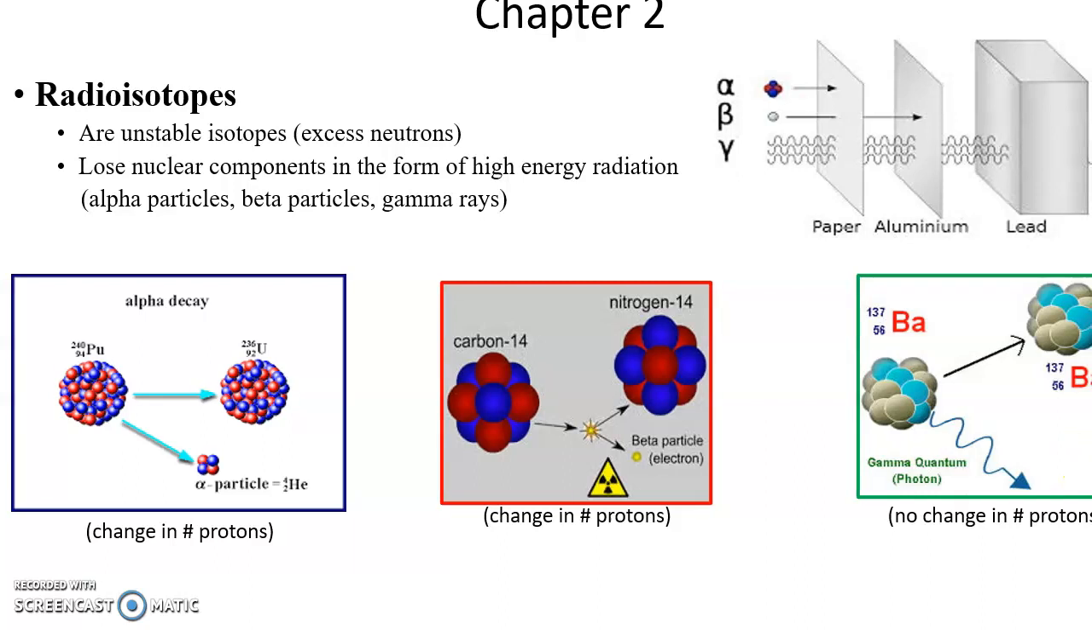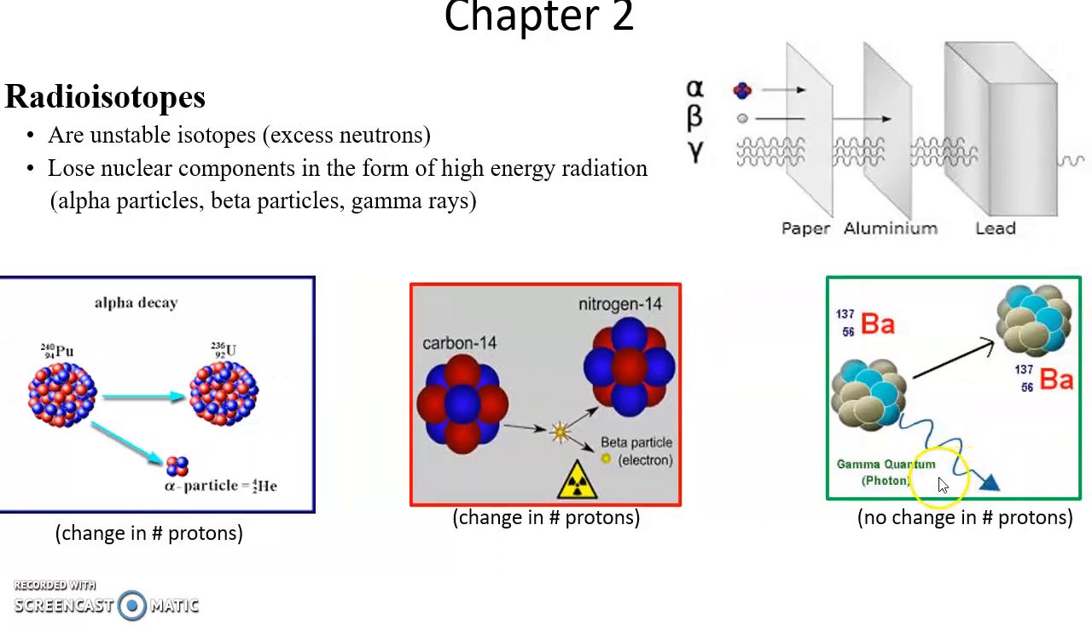And then finally, we have gamma quantum radiation, gamma quantum that are released. Here, the nucleus is losing energy, so it's a photon. It's energy that's being lost. There's no change in numbers of protons, so it is still the same element. It's just more stable now that it's gotten rid of that excess energy. And it turns out that gamma quantum are able to pass through paper, aluminum, and need to be blocked by a thick layer of lead. So very, very dangerous.